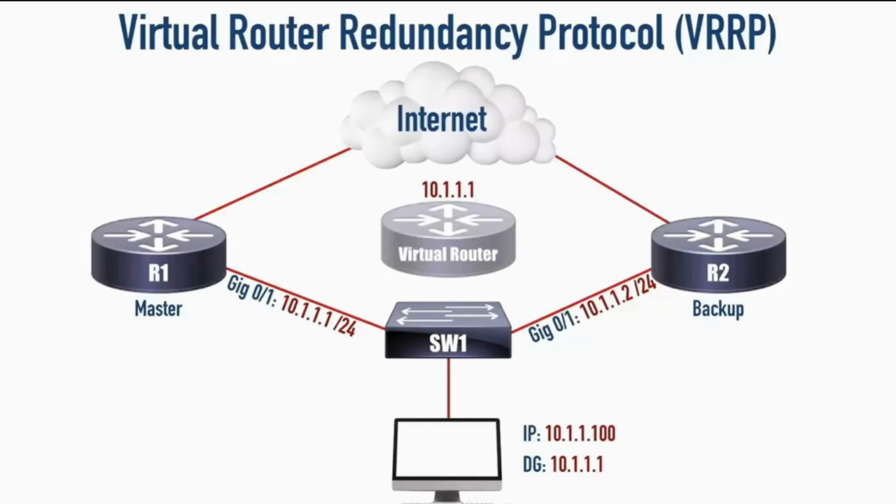And the hellos work a little bit differently. Instead of having a hello time, which defaults to 3 seconds with HSRP, we have an advertisement interval used to communicate between our routers with VRRP, and it defaults to 1 second. And instead of having a hold time that defaults to 10 seconds, we have something called the master down interval.